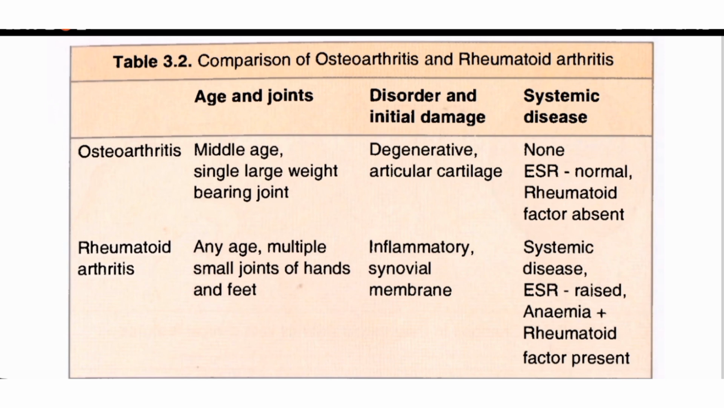And rheumatoid arthritis occurs in small joints of hands and feet, and it involves many joints, multiple joints, right? And osteoarthritis is a degenerative condition, and there the articular cartilage is damaged, and as a result, osteophytes are formed. But in rheumatoid arthritis, it is an inflammation. The synovial membrane gets inflamed. Cartilage is also damaged here, but there is no new bone formation. And the ESR, which is a marker of inflammation, is absent in osteoarthritis because it is not an inflammatory process. Whereas on the other hand, it is raised in cases of rheumatoid arthritis because it is an inflammatory condition.